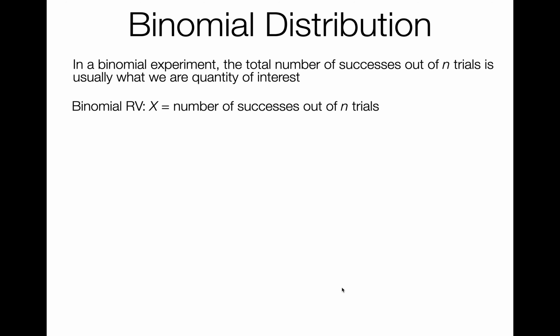We always use capital Roman letters, usually X, Y, and Z, to represent random variables. And so X represents a random variable that is counting the number of successes out of n trials. And if it's doing that in an experiment that meets those four criteria, then we call it a binomial random variable. Okay, so it's counting the number of successes out of n trials. Great.